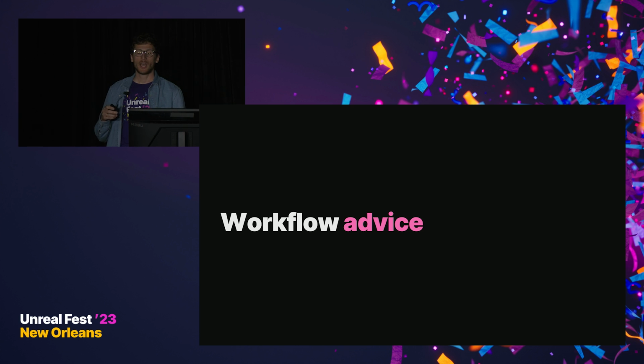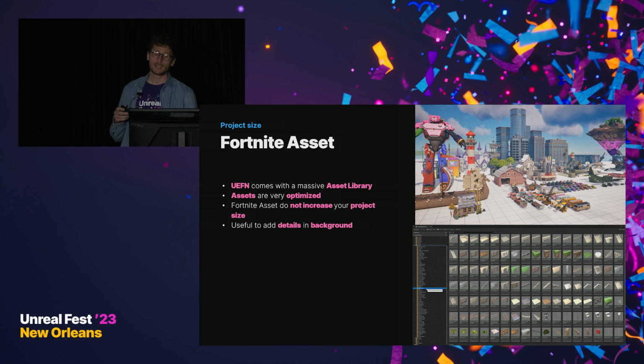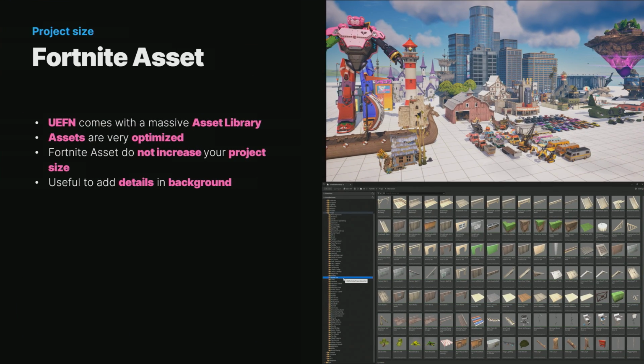So now that we had a look at both static meshes and textures, I want to go over some workflow advice to get your project size down. And as said earlier, UEFN comes with a massive asset library from Fortnite, and these assets are very optimized. The great news is that they do not increase your project size when added to a level, making this very efficient.